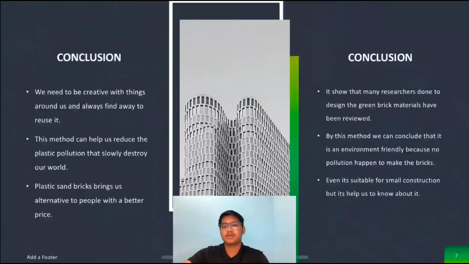Alright, for the conclusion of the sustainable bricks, we need to be creative with things around us and always find a way to reuse it. Maybe like the plastic waste can be used to produce bricks, and then the method that has been done can help us reduce the plastic pollution that slowly destroys our world. And then the plastic and sand bricks bring us an alternative to people with a better price. Alright, maybe they can make the price of the bricks cheaper than typical bricks.